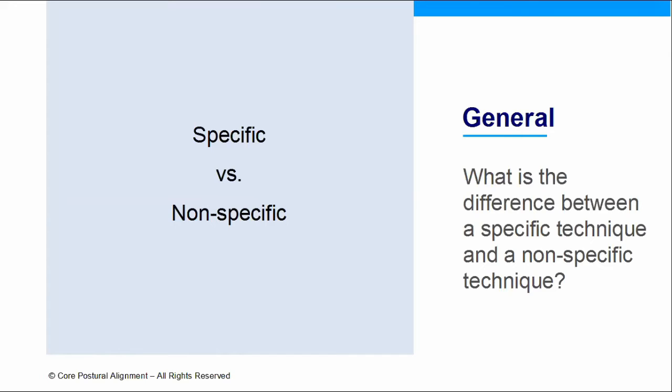Specific techniques are designed to deal with a specific problem. Let's say, for instance, someone has a frozen shoulder. You have a particular technique which you apply, the idea being to unfreeze the shoulder. You might have someone with migraine headaches. You have a technique that you apply for people with migraines, with the aim being to stop them having the migraines. It's quite a specific thing.